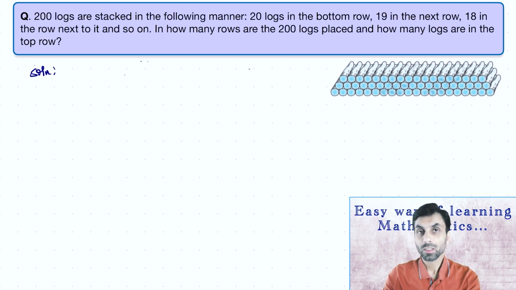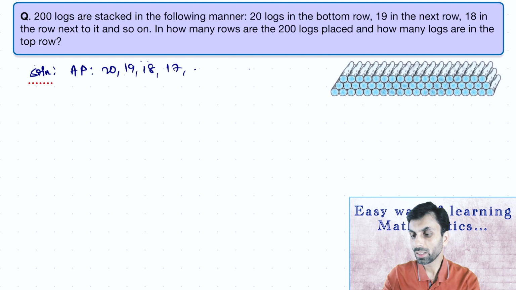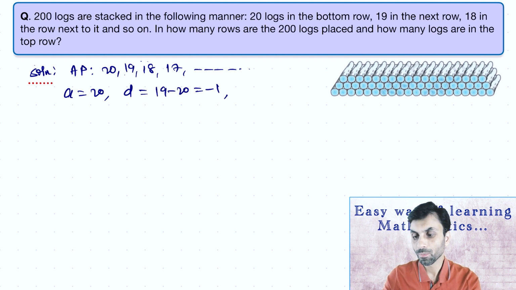So here, the AP sequence is 20, 19, 18, 17, and so on. The value of a will be 20. The d value is 19 minus 20, which is minus 1.